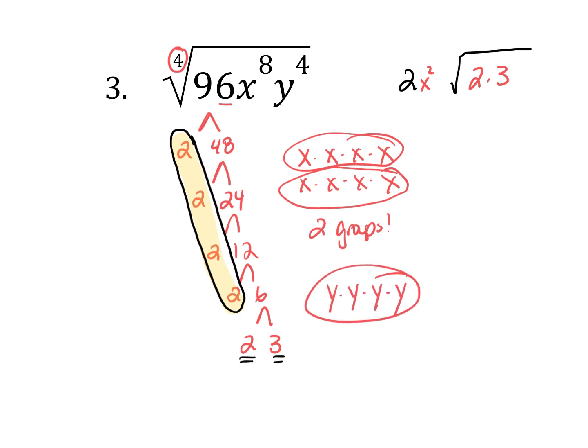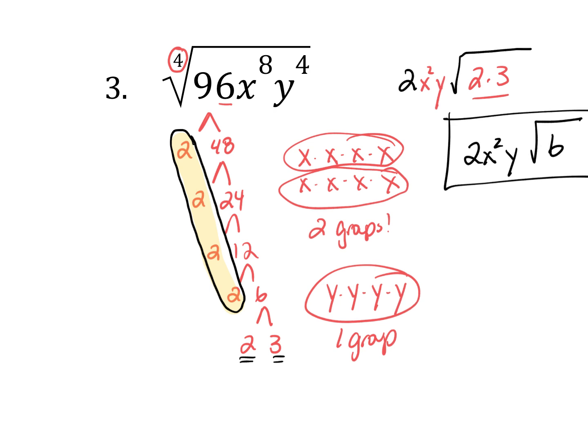Now let's look at my y times y times y times y. Oh, well, I have one group, right? And one group comes outside. I have no leftovers. Now I have to just simplify my 2 times 3. So my final answer is going to be 2x squared y square root 6.